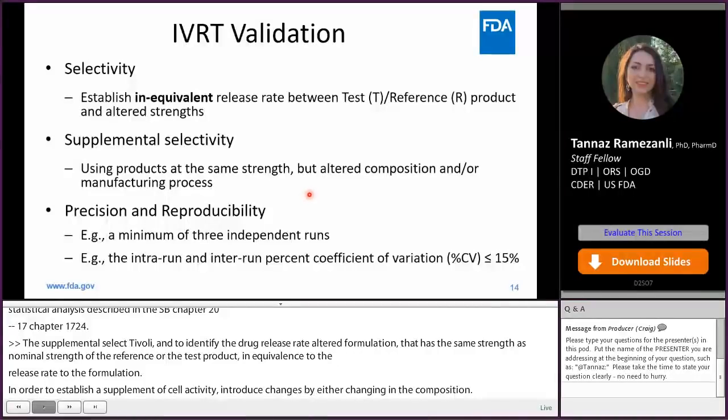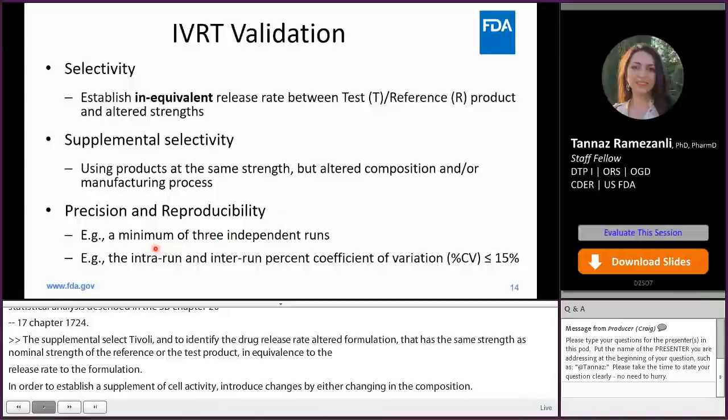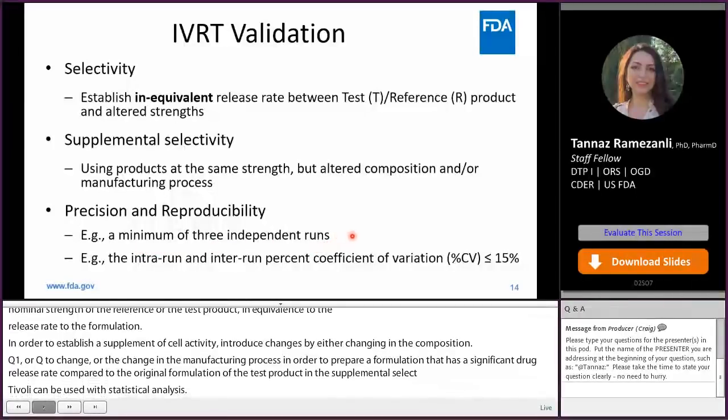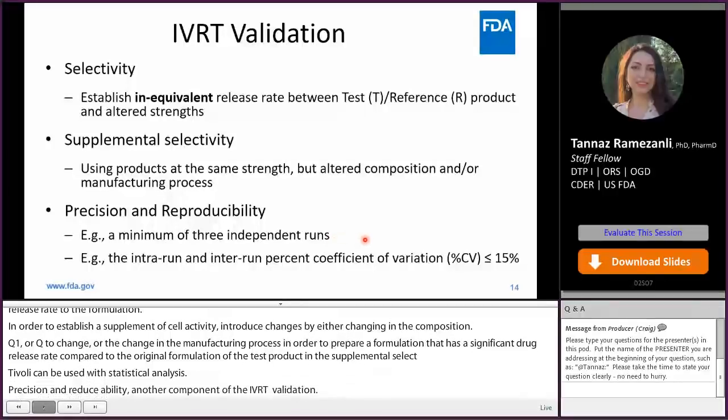Precision and reproducibility are another component of IVRT validation. You need to conduct a minimum of 3 independent IVRT runs with 6 diffusion cells for each in order to show inter-run and intra-run precision and reproducibility, and calculate the release rate or the slope for each diffusion cell for these runs. Calculate the mean, standard deviation, and percentage CV among the slopes across all runs, and a percentage CV of equal to or less than 15% is recommended to establish precision and reproducibility.